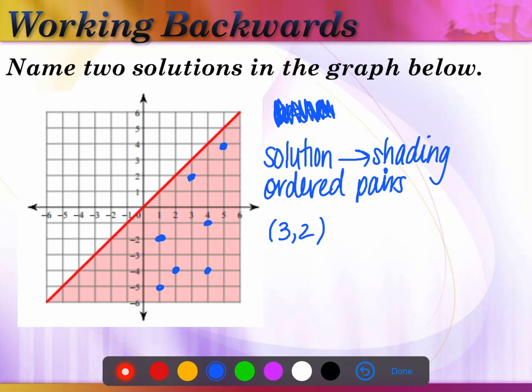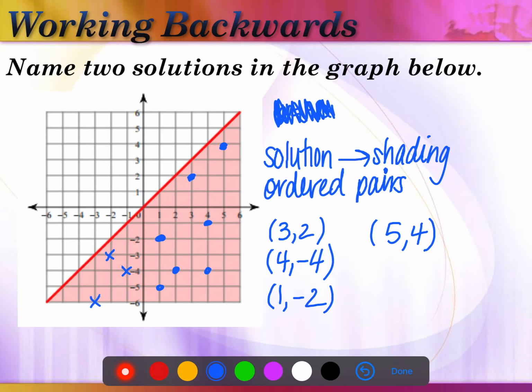Any of these ordered pairs. Okay, so possible solutions: 3, 2, 4, -4, 1 comma negative 2, 5 comma 4. Okay, and the list goes on. You can pick any of these points. Okay, those are just 4 possible answers.